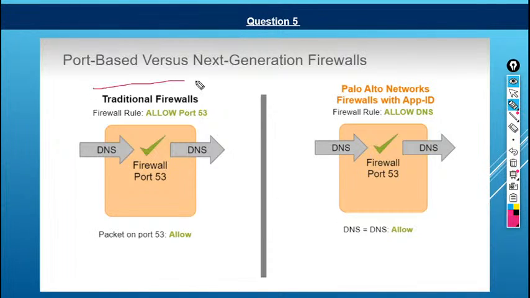As you can see here, we have two firewalls. One is the traditional firewall, one is the Palo Alto firewall. On both sides, we are going to allow the DNS traffic. First of all, you can see the legacy firewall is allowing this DNS traffic with the help of port 53, and Palo Alto is also allowing the traffic with the help of port 53.